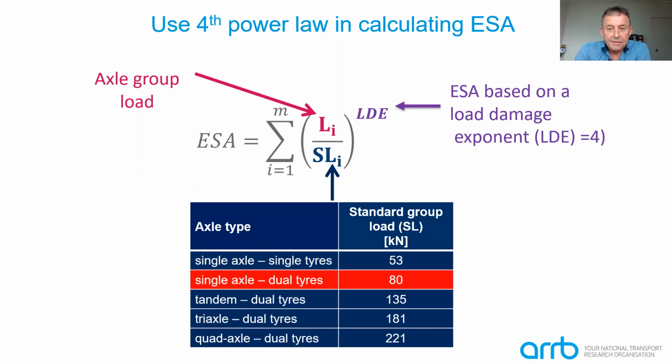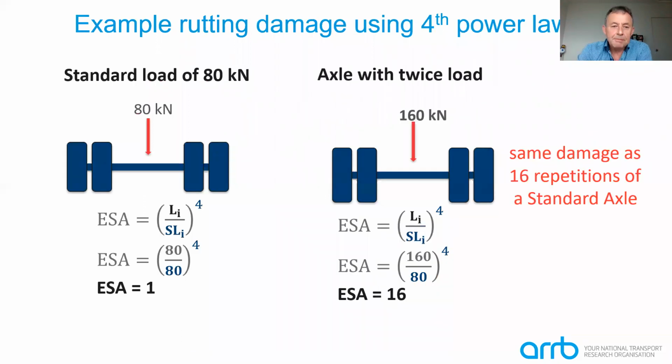So in our calculation of ESAs, we divide the actual load on the axle group by a standard load and take it to the fourth power to calculate the ESAs of damage due to that axle group load. This is an example of what the damage would be if the load on a single axle was 160 kilonewtons compared with our standard axle. You can see that it produces the equivalent damage to 16 passes of a standard axle. So the fourth power law has been widely used for many years in pavement engineering.